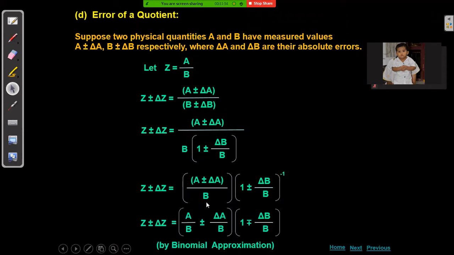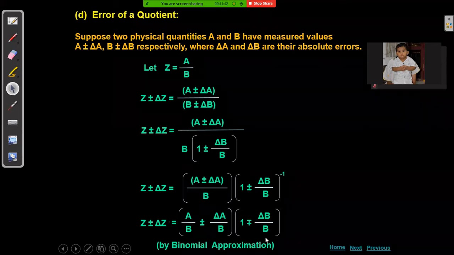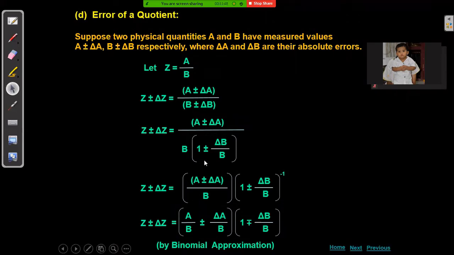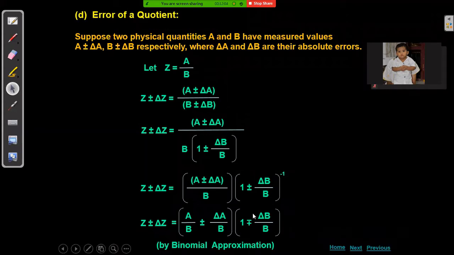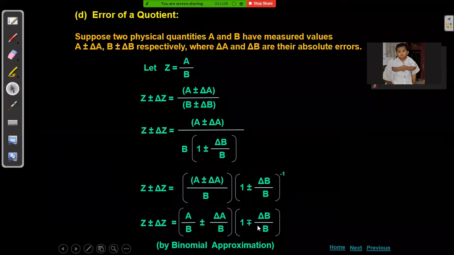So A by B plus or minus delta A by B has become 1 minus or plus delta B by B, for which we applied the binomial expansion. Are all these steps clear? The bracket part in the denominator went up, so the power 1 became minus 1, and we expanded this minus 1 using binomial expansion. We can still expand, and many terms will be there, but we restrict it to only two terms. In short, just remember this much for the time being, because it comes in binomial theorem mathematics.